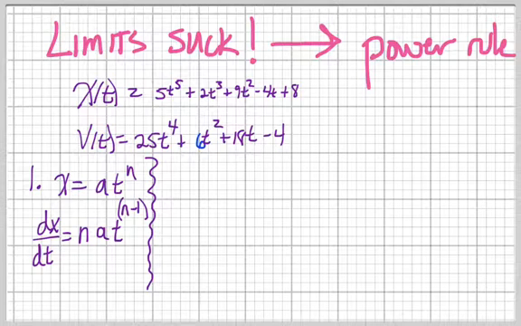Okay, so this is our first power rule. So we take this n right here, we multiply it times a. We get n a t to the n minus 1. We subtract 1 from this power.